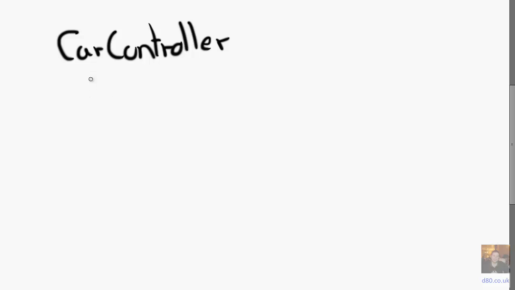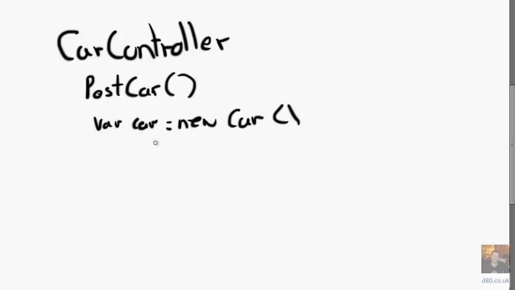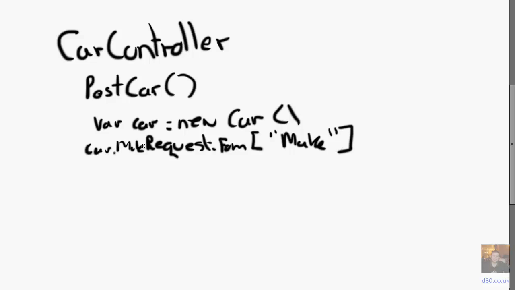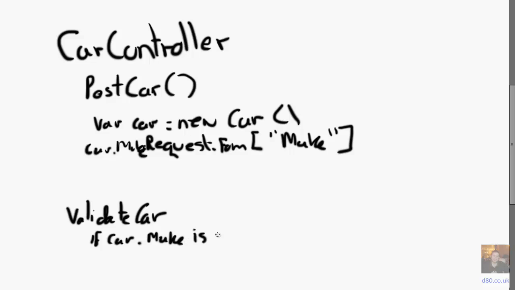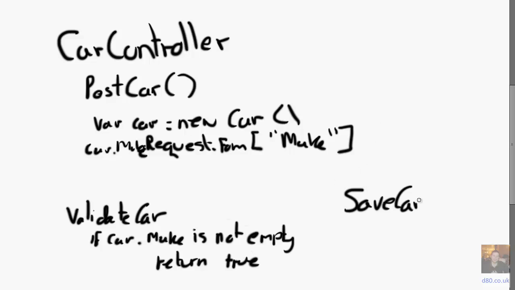Imagine you've got a car controller class, and imagine that it's got one action called post car, and in the action you're doing a bit of a naughty thing really. You're newing up a new little car model, and you're actually populating its properties directly from the request forms in ASP.NET MVC, or using the real original ASP.NET. Not only that, but you've got a validate car method inside your actual controller class, so you're doing the validation in there as well.